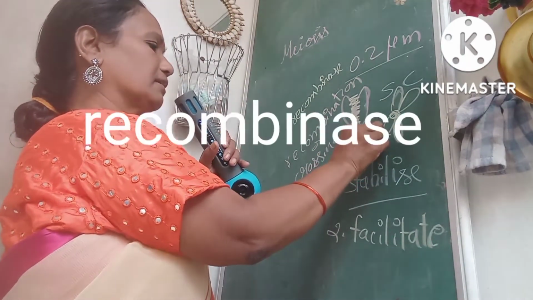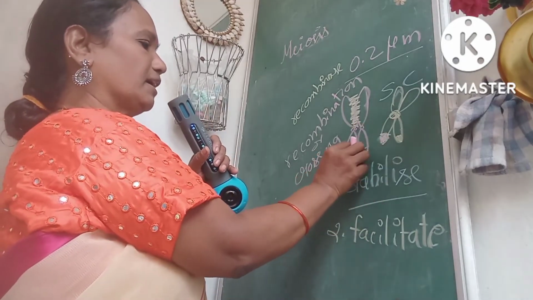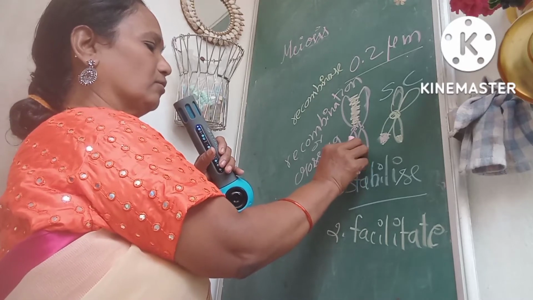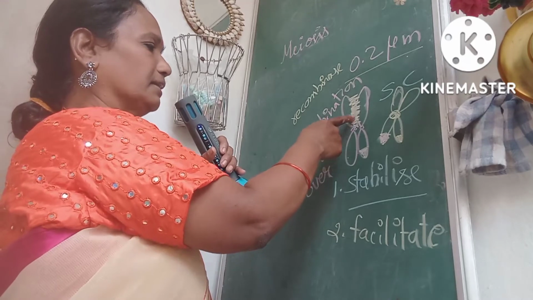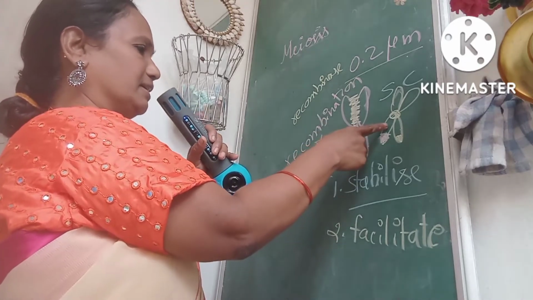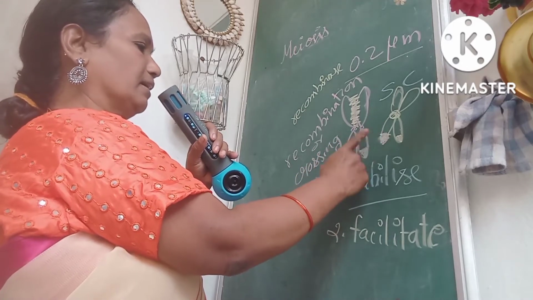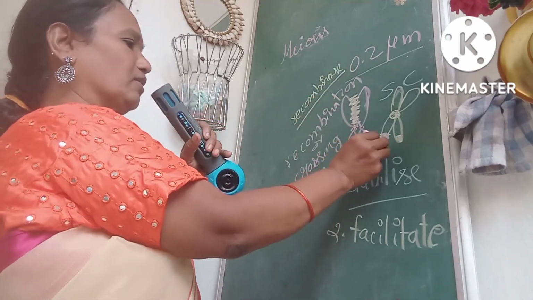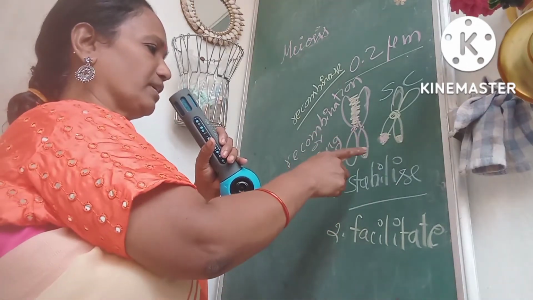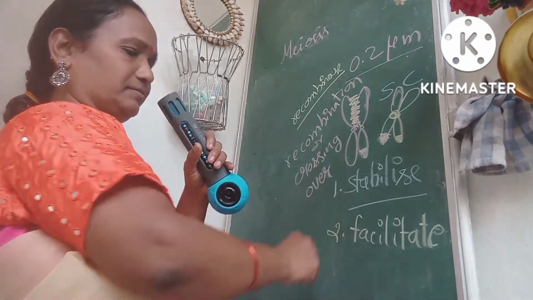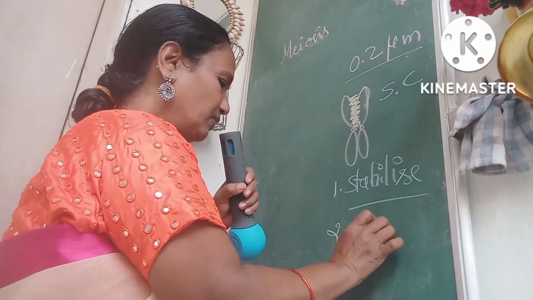These two are homologous. These are the sister chromatids. These two are sister chromatids. Between the non-sister chromatids, recombinase, one of the enzymes, facilitates the exchange, the crossing over. In this way, the crossing over occurs.